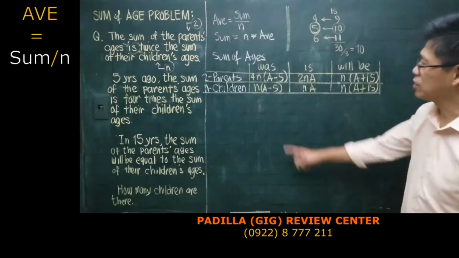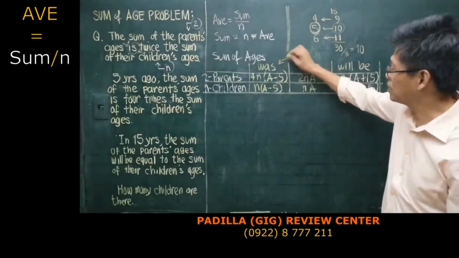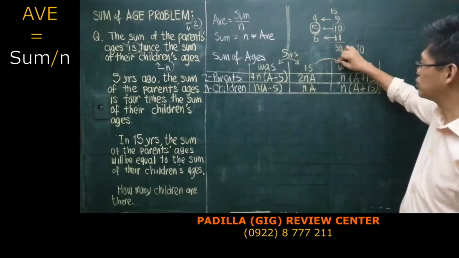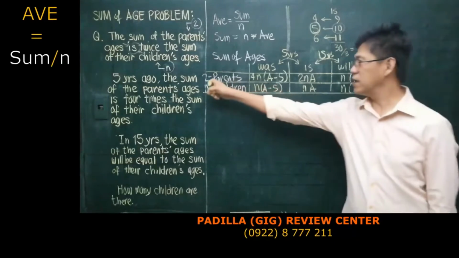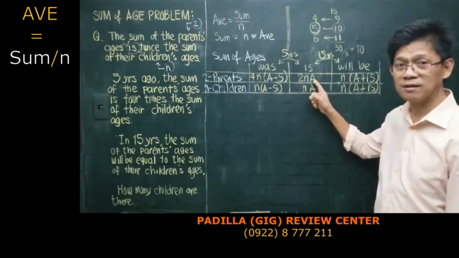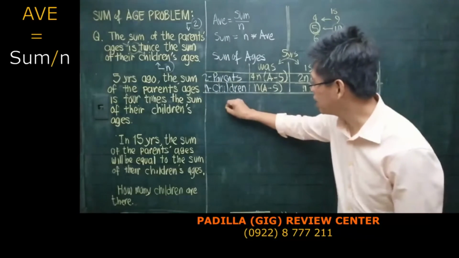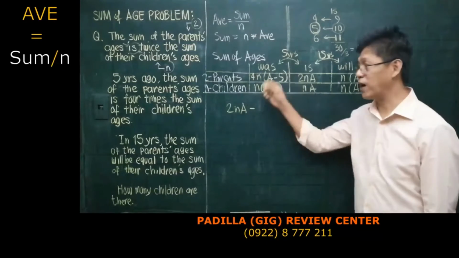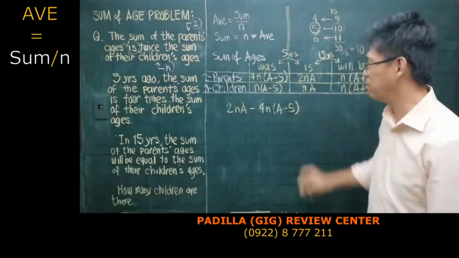So our key equation, remember, this is 5 years ago, present. So the time element here is 5 years. Present and 15 years from now, so the time element here is 15 years. So, considering the two parents, from 5 years ago to present, the difference of the sum of their ages is 2nA minus the sum of their ages 5 years ago, 4n(A minus 5).